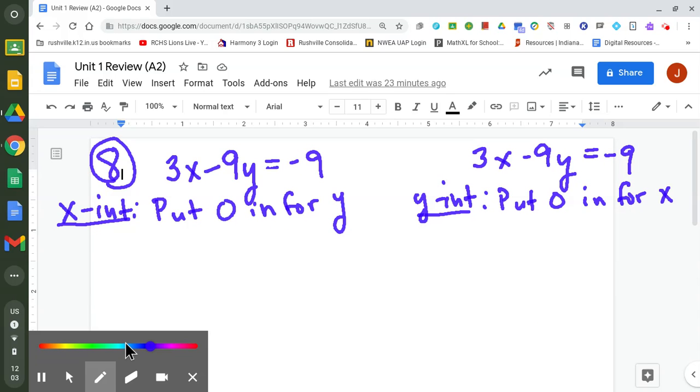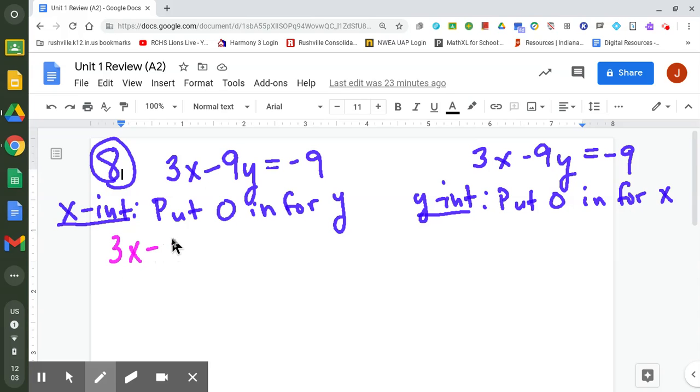So on number 8, you are given an equation and you're asked to graph it, but instead of graphing using the slope and the y-intercept, you're asked to use the x-intercept and the y-intercept. So to find the x-intercept of this equation, we are going to put 0 in for y. So when I rewrite this equation, I'm going to write 3x minus 9, and then instead of the y, I'm going to put 0 equals negative 9.